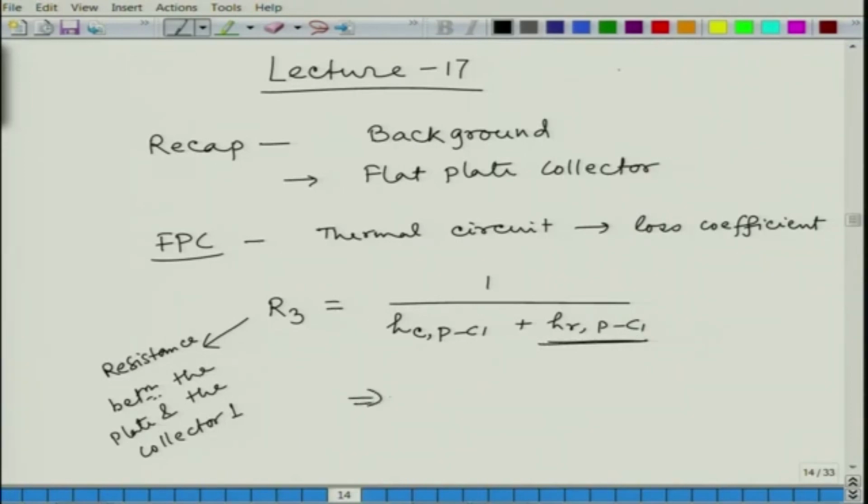Now, similarly, between C1 and C2, that means cover 1 and cover 2, we will get R2 with a very similar expression, and both the convection and radiation terms will be there between C1 and C2 as well. Now, R1 is a little different.